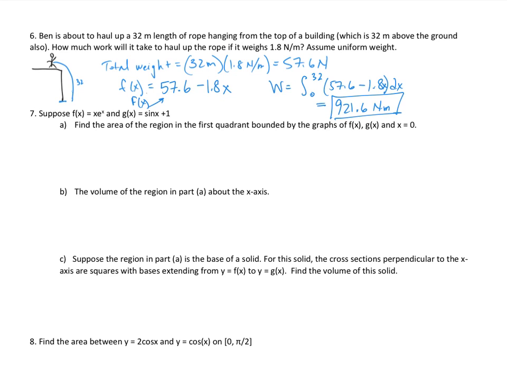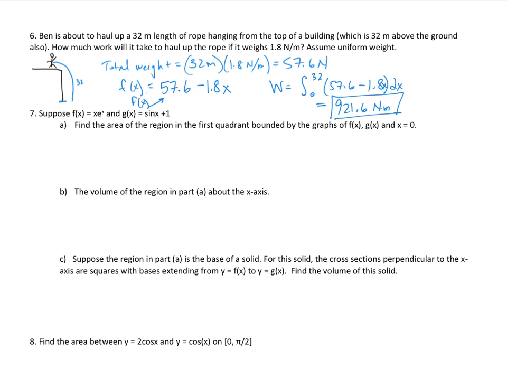All right, moving on to number 7. Suppose we've got f of x equals x e to the x and g of x equals sine x plus 1. We need to find the area of the region in the first quadrant bounded by these graphs and x equals 0.